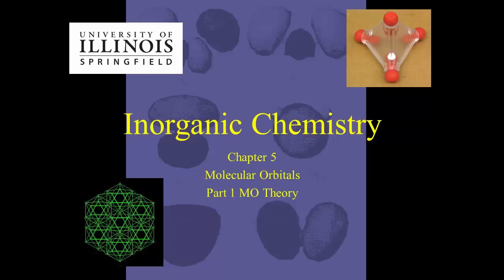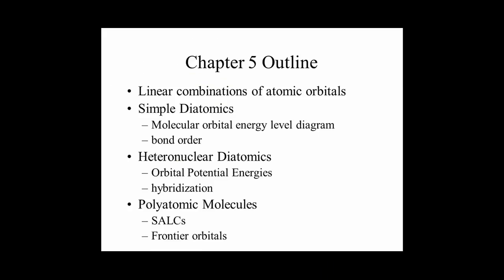Welcome to Inorganic Chemistry. In this lecture, we'll introduce molecular orbital theory and look at simple homonuclear diatomic molecules. We'll divide this up into some sections, but this gives you an idea. We're going to cover starting from the LCAO theory, or approach to molecular orbital theory, and then we'll talk about simple diatomics, hydrogen and oxygen, and in that context we'll do molecular orbital energy level diagrams and bond order calculation.